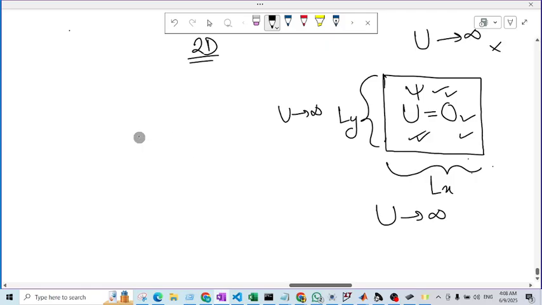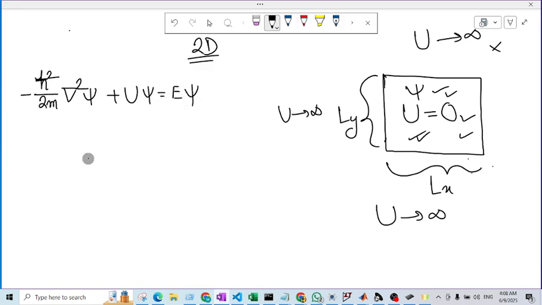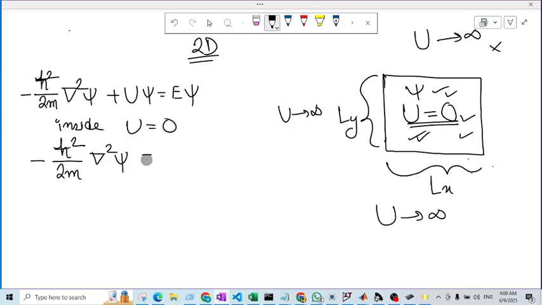So I have a differential equation, the Schrodinger equation: minus h bar squared divided by 2m, del squared psi, plus U psi, is equal to E psi. Inside this square well the potential energy is 0, right? So minus h bar squared divided by 2m del squared psi is equal to E psi. Let me take the h bar squared by 2m to the right hand side. Del squared psi is equal to minus 2m divided by h bar squared, E psi.